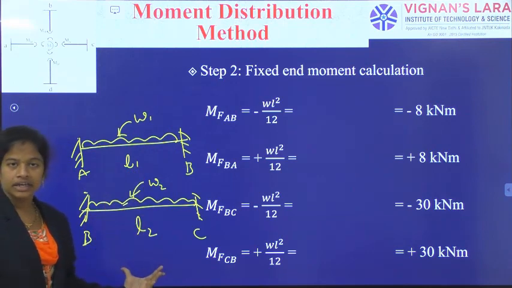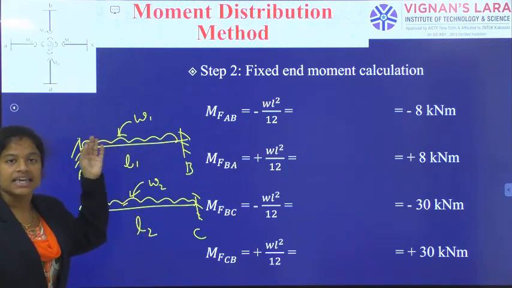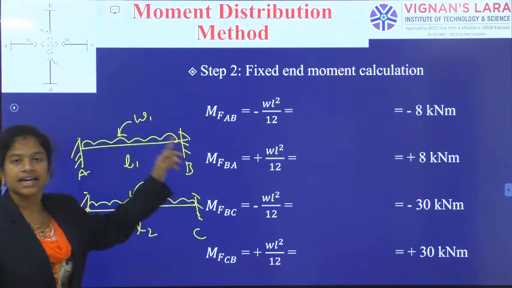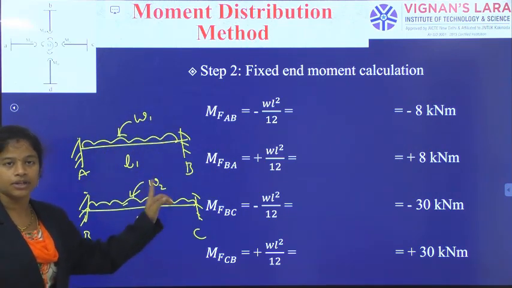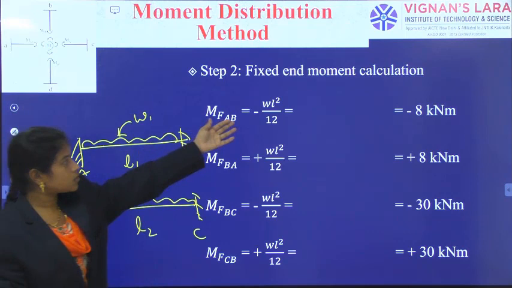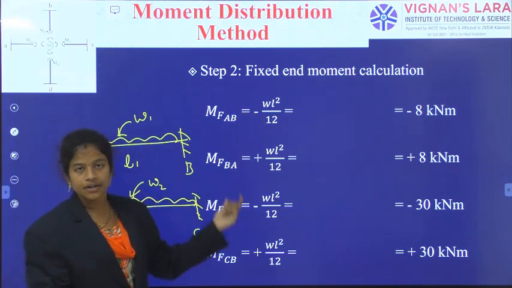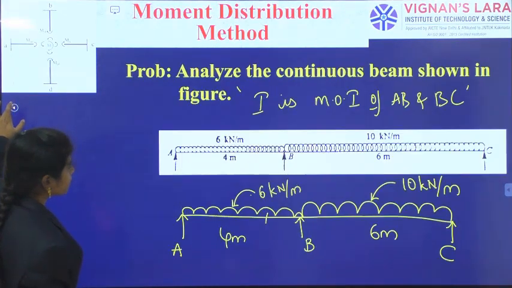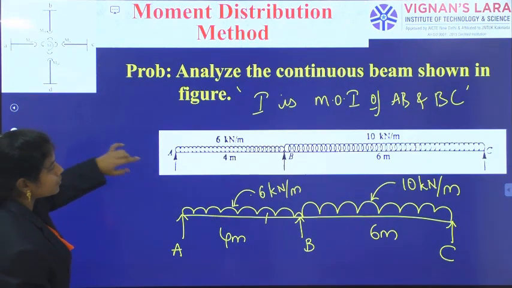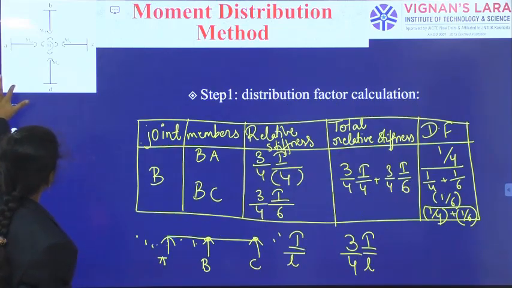the corresponding fixed end moments as a fixed beam with UDL over the entire length. The corresponding fixed end moment formula is WL square by 12. So here I am using the same WL square by 12. The first thing, W and L will differ. For the BC span, W and L will differ. Okay. For the first span, how much have we observed? 6 kilonewton per meter and 4 meter. 10 and 6. Okay.